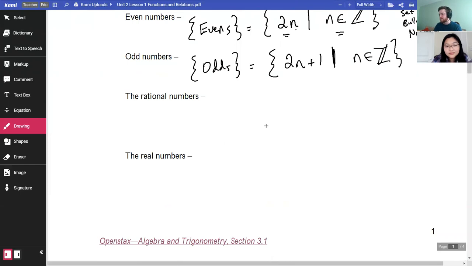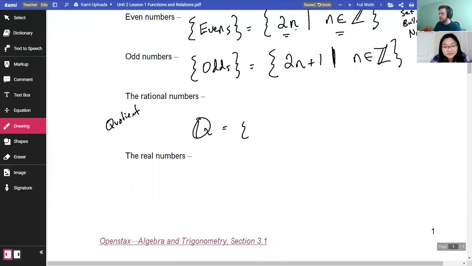We do have a symbol for this. It's a Q with a little bar to differentiate it from just the capital letter Q. And I believe the Q stands for quotient, but don't quote me on that. No pun intended. Waka waka. All right, so the rational numbers, Q being, I think, quotient.